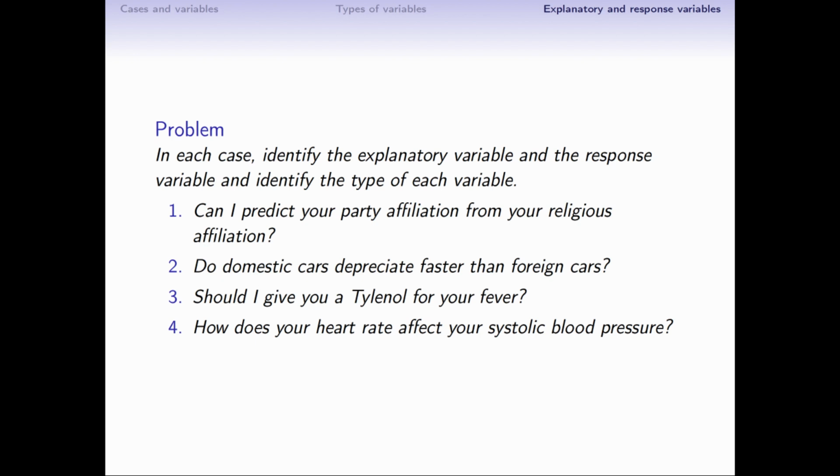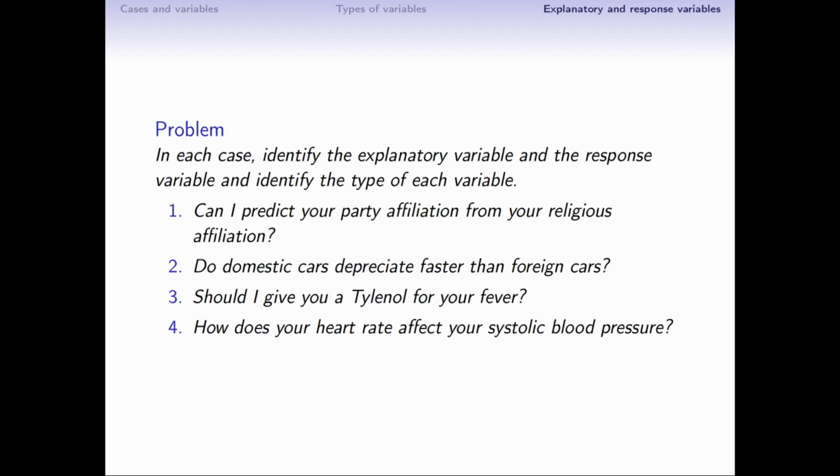All right, let's take a look at this first question. Can I predict your party affiliation from your religious affiliation? All right, which of these is the explanatory variable and which is the response variable? Well, the question gives it away pretty quickly. Can I predict your party affiliation? So if we're trying to predict your party affiliation, that is clearly the response variable. And your religious affiliation is the explanatory variable.